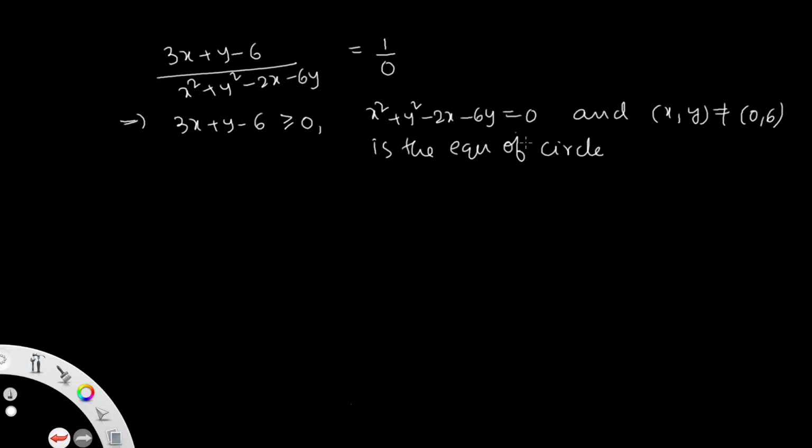So the equation represents a circle with center (1, 3). Therefore (0, 6) lies on the circle, but in the question it is given that z is not equal to (0, 6), then you get the locus. So the locus of z will be a circle with center (1, 3), excluding the point (0, 6). So this is the locus of z, the equation of a circle.